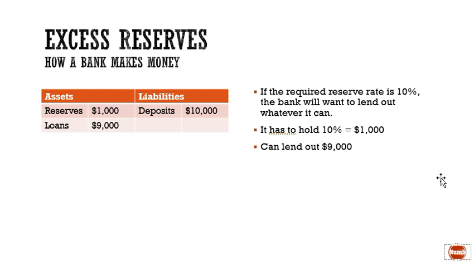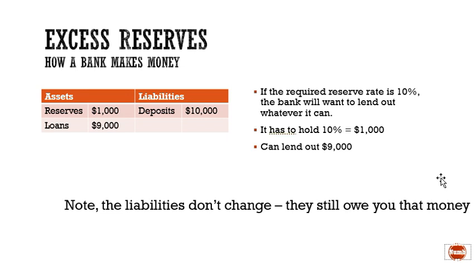The way that a bank makes a profit is they lend out whatever excess reserves they have. So the bank is required to hold 10% of your $10,000, which is $1,000, but then they can lend out the remaining $9,000. That is how a bank earns a profit, by lending out the reserves that you deposit. Now, note that the liabilities don't change. They still owe you that money. Even though they only kept $1,000 and lent out $9,000, they still owe you that $10,000.